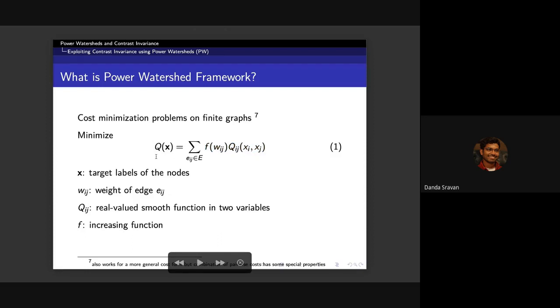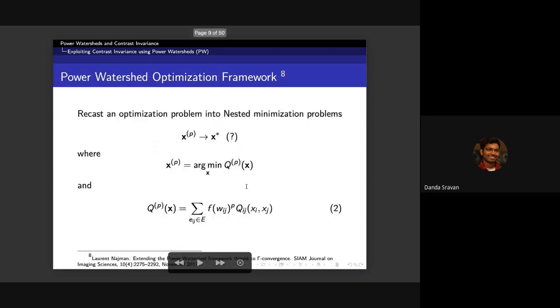The final solution depends on a very specific substructure of the graph that I'm working on. By the way, since I'm working on images, all my images are finite graphs, and I'm dealing with cost minimization problems on such finite graphs. They are of this form. So what exactly does the Power Watershed framework do?